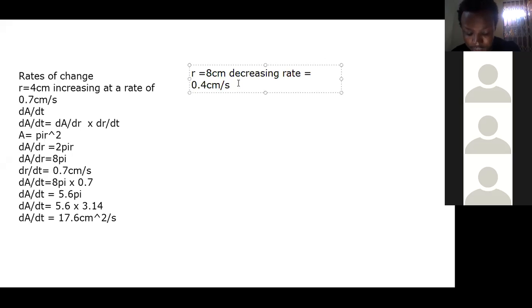the volume of a sphere is growing at a rate of 24 cm cube per second. When the radius is 6 cm, find the rate of increase of the radius at that time. Start work.